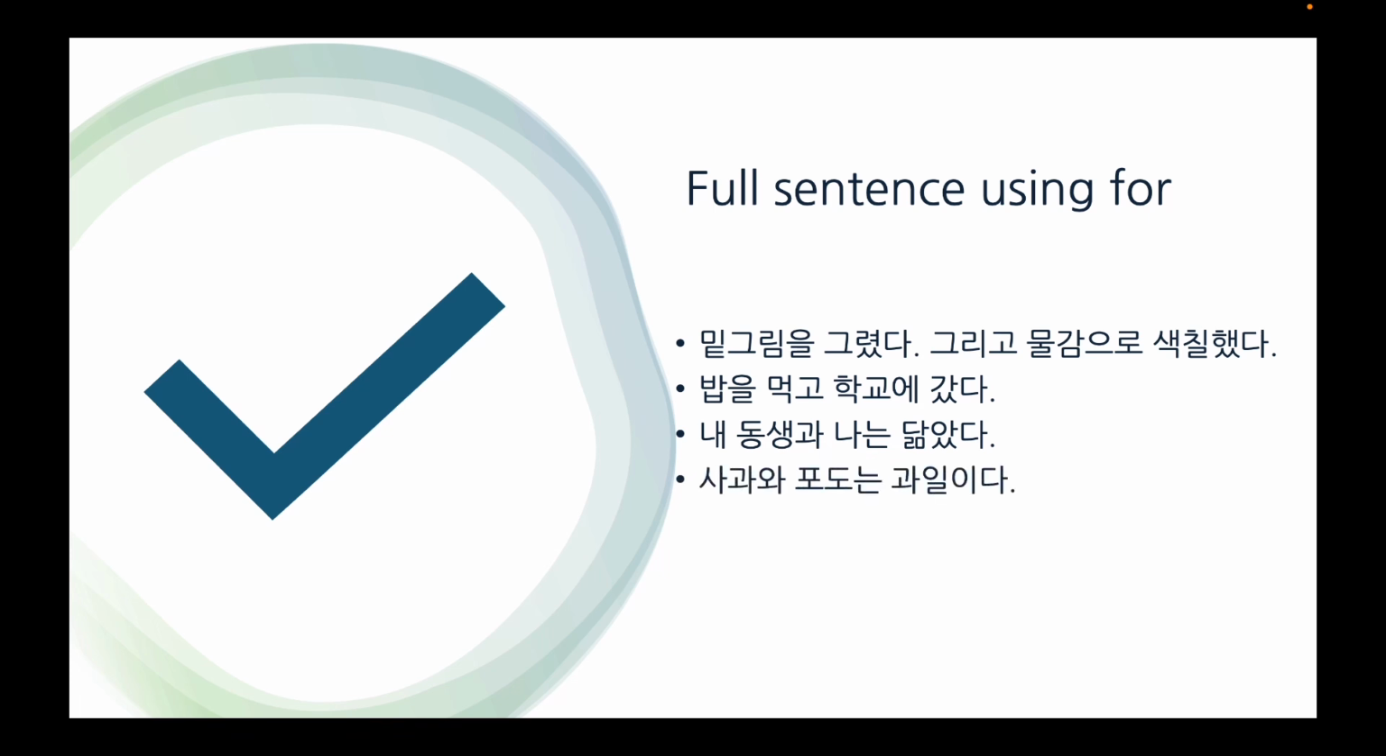사과와 포도는 과일이다. Here also we have noun plus noun connected with "and", but I used 와 because 사과 doesn't have a 받침 and 포도 also doesn't have a 받침. What I want to emphasize here is that because there's no 받침, when we connect with "and", we use 와. Okay, so 사과와 포도는 과일이다. It means that apples and grapes are fruits.